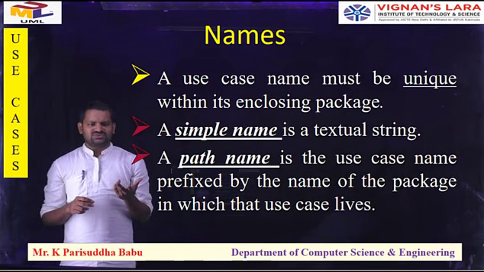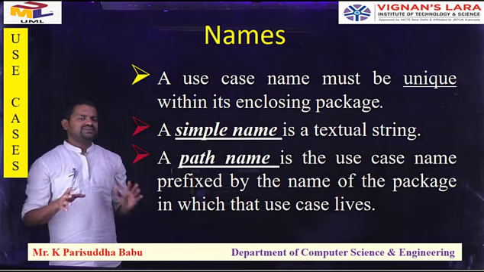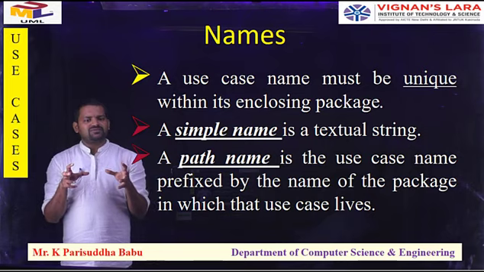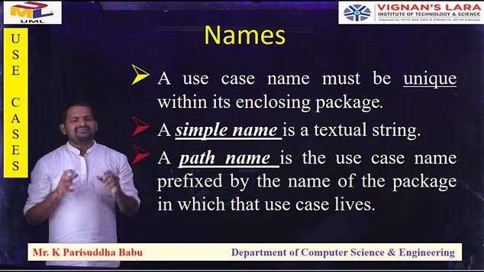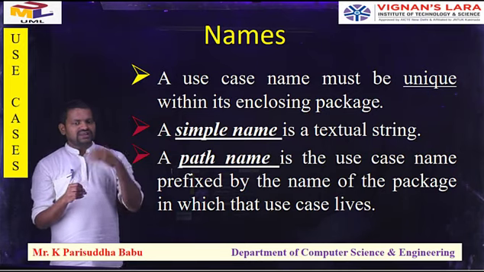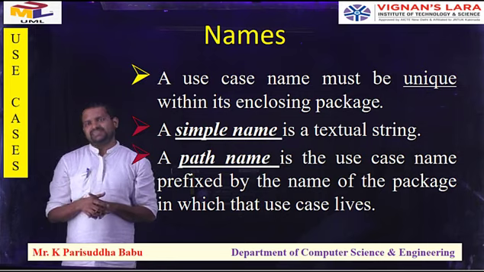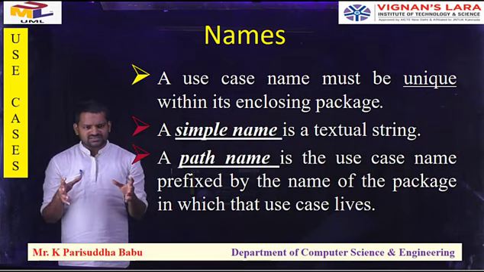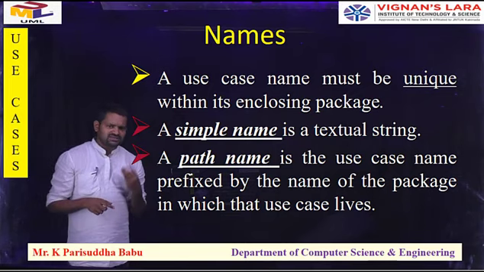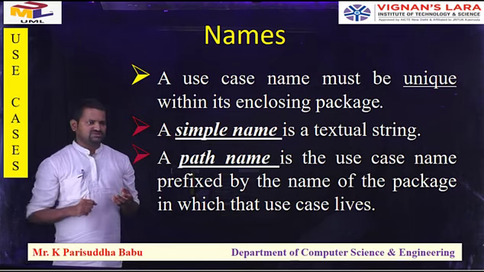A path name is a use case name prefixed by the name of the package in which the use case lives. That means, with the help of the scope resolution operator, whatever package contains a particular use case, that can be written with the help of a path name. Names of use cases can be a simple name, and the second one is the path name, which you can represent with the help of the scope resolution operator.